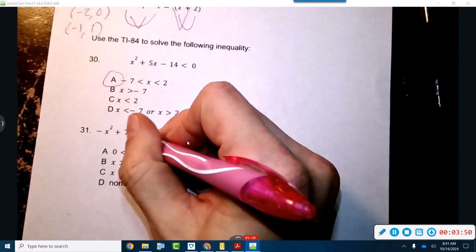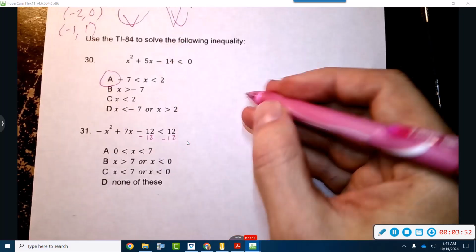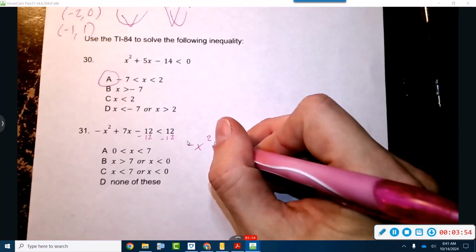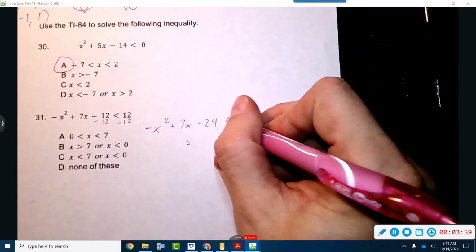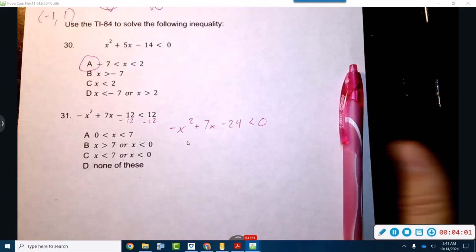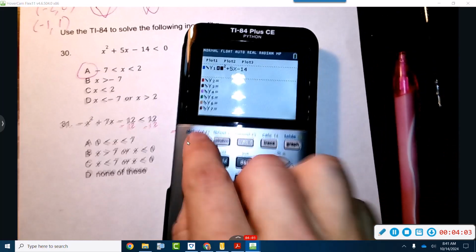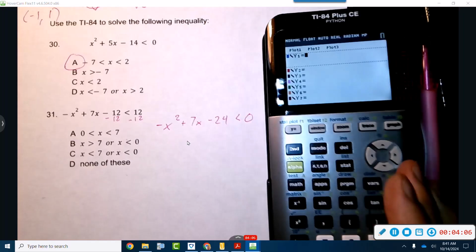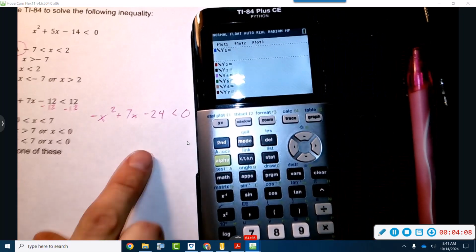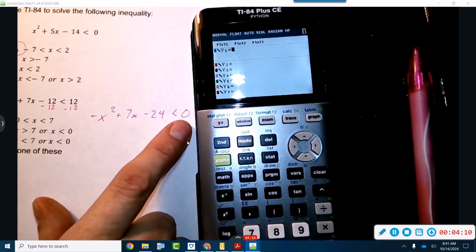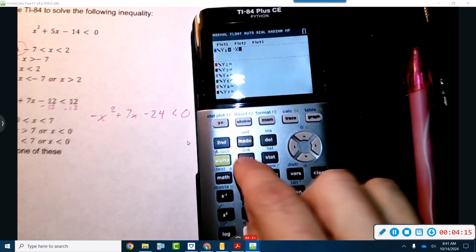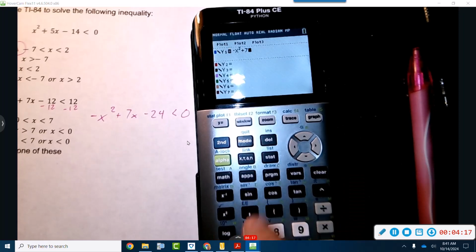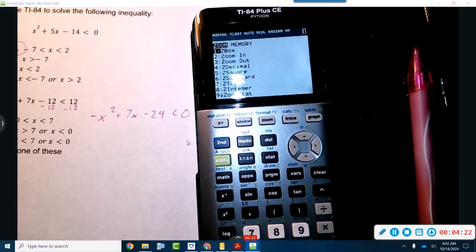Now let's go ahead and graph this guy, but I am going to have to move that -12 over, or that +12 over. So now my new equation is going to be -x squared plus 7x minus 24 is less than 0. Okay, so let's see what that looks like. All right, let's clear this guy out. Because if I set it equal to 0, that lets me know that I can just go below the x-axis. Okay, so -x squared plus 7x minus 24, zoom standard.